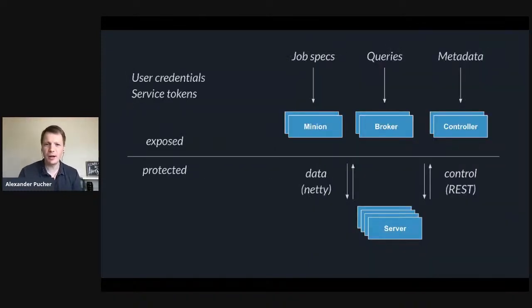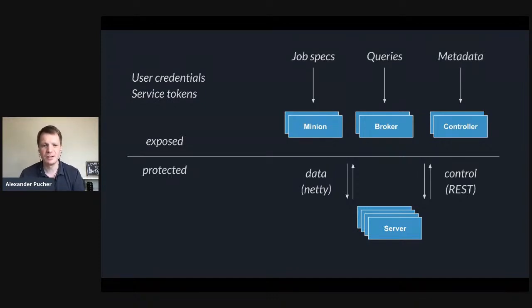If I redraw the same thing that I just showed you into maybe a little bit of an environmental context, then we said we have job specs that hit Minion, queries that hit the broker, and metadata API requests that hit the controller. If I were to look at this in a naive way, I would say, clearly these first three components are exposed. They'll take some kind of user credentials or service tokens.